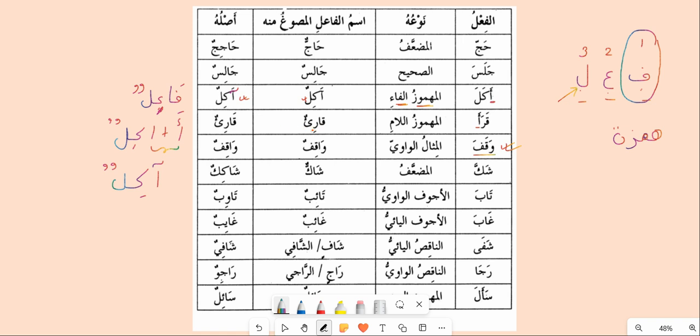Qari'un. So why is this ya coming? It's not a ya. It's also not related to the spelling. It's just a seat on which the Hamza sits. So when it has a fatha, it comes with an alif. But what happens here? First of all, let's apply the scale.